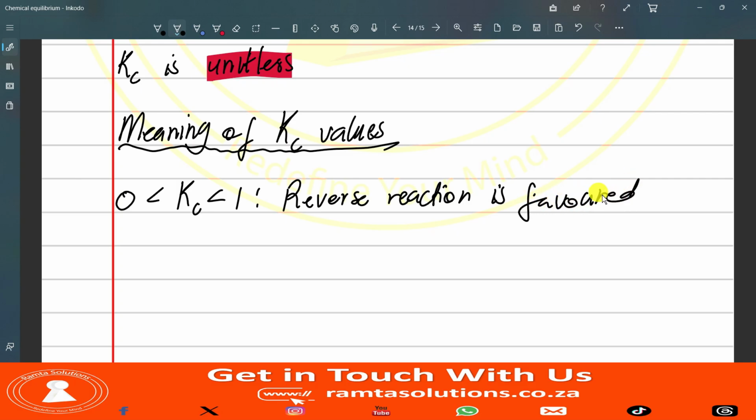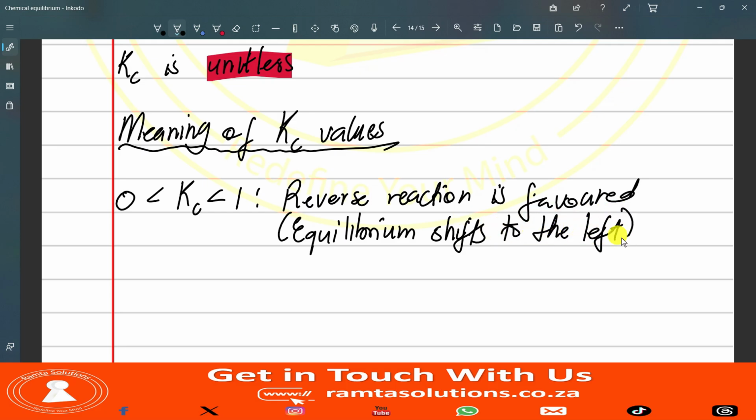And what does it mean? That means equilibrium is shifting to the left. Equilibrium shifts to the left. Now what is happening here? This means we are forming more reactants, forming more reactants than products.